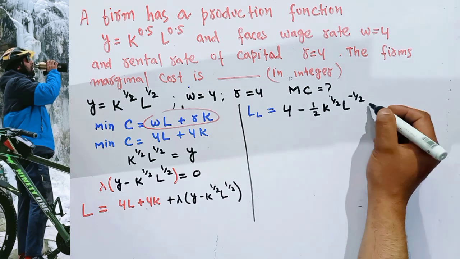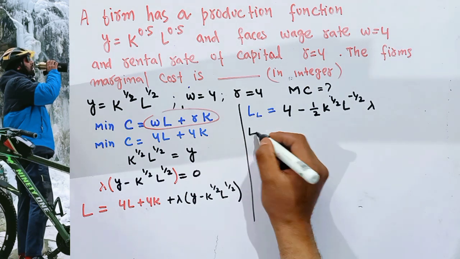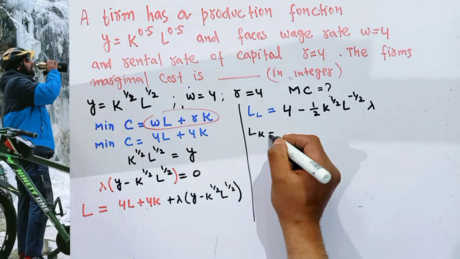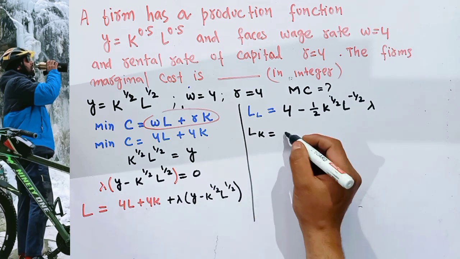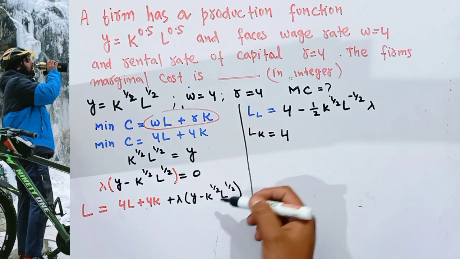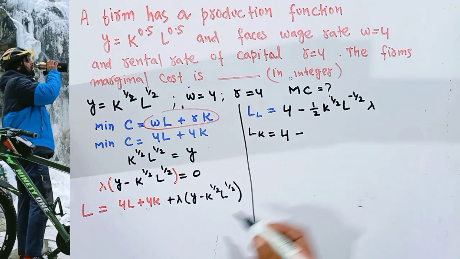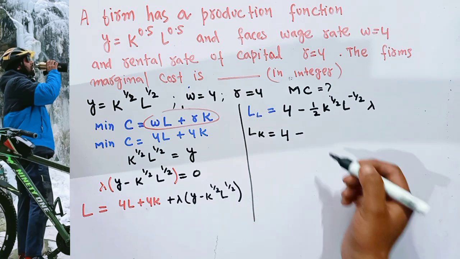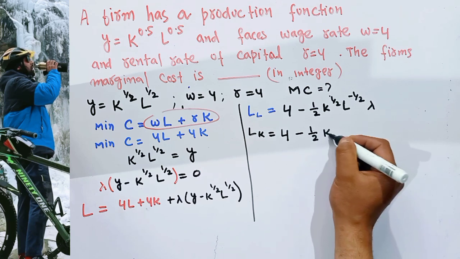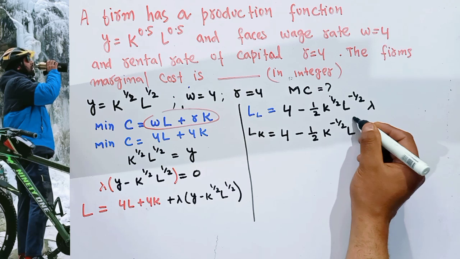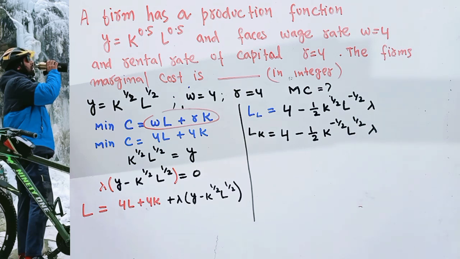And this is multiplied by lambda. Then we partially differentiate with respect to K. Derivative of K is 1, so we are again left with 4, then plus into minus becomes minus 1/2 K to the power minus 1/2 L to the power 1/2, and we have the lambda. We only need these two things here.